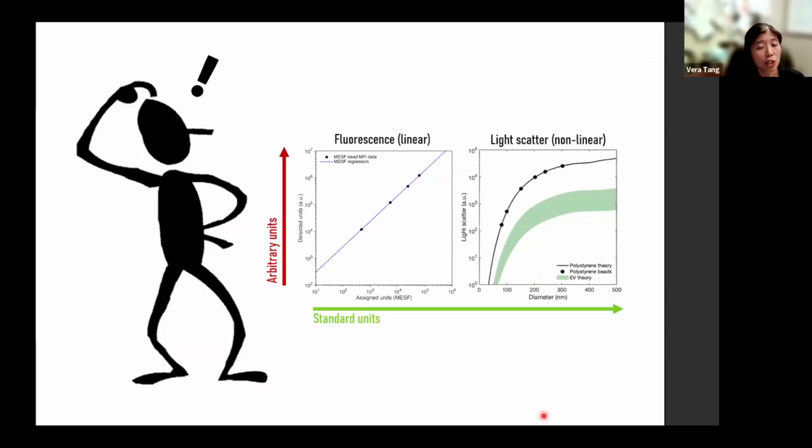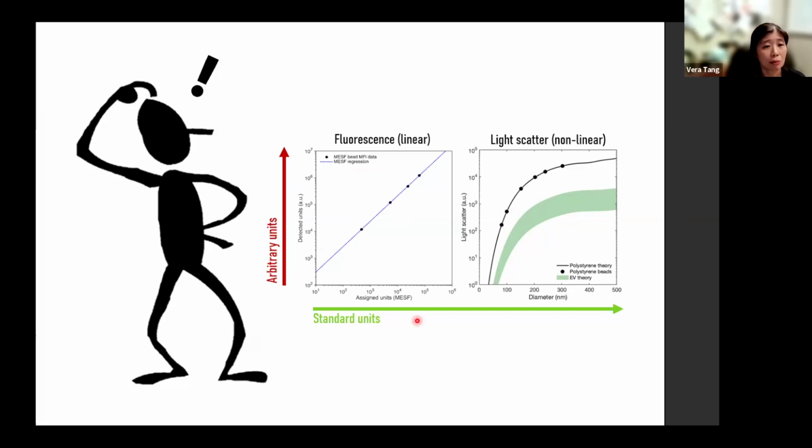Before I jump into that, I just wanted to give a little bit of a primer on the difference between fluorescence and light scatter and the conversion into standard units for these two. Converting fluorescence to a standard unit is actually very straightforward math. It's a linear correlation for the most part, and it's an assumption that we've made for many, many years. In terms of arbitrary units, that's what you're detecting on your cytometer, the MFI units, and the standard unit is whatever you choose.